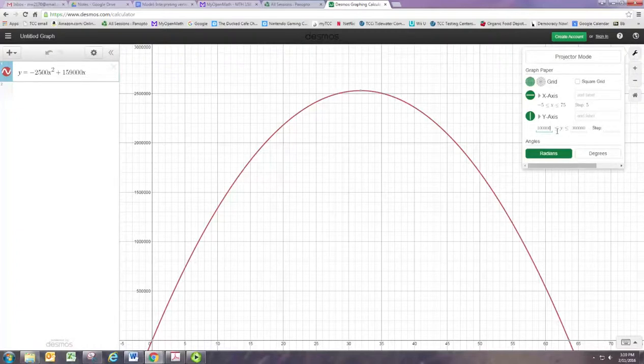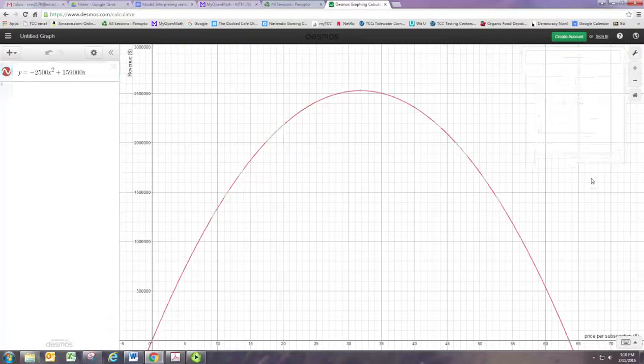I'm going to label the axes since I'm in this window anyway. So the situation was that x or p was the price per subscription in dollars. And on the vertical axis, we're looking at the revenue, also in dollars. Alright, that looks good. We just need to add in points.